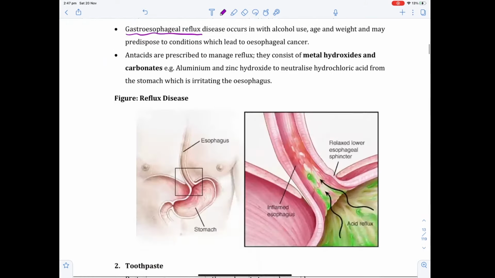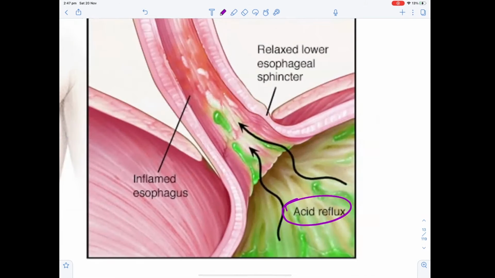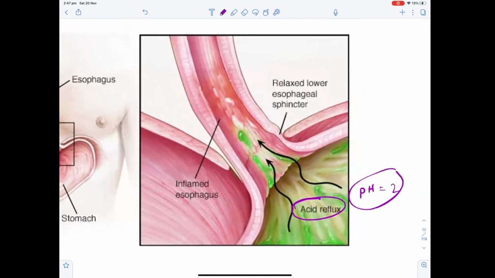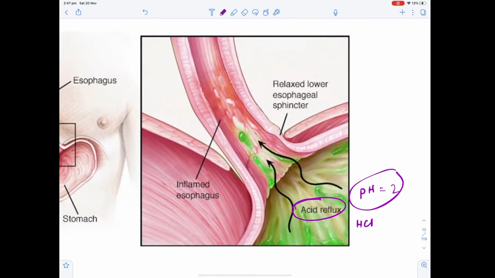It's characterized by acid, so you can see HCl has about a pH of 2. Does that tell you if it's strong or weak? pH is all about concentration. Remember that. It has nothing to do with the strength. Hydrochloric acid itself is strong, but it's also very concentrated. And what happens is it can travel back up the esophagus.